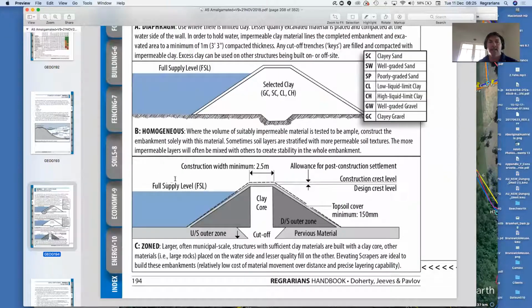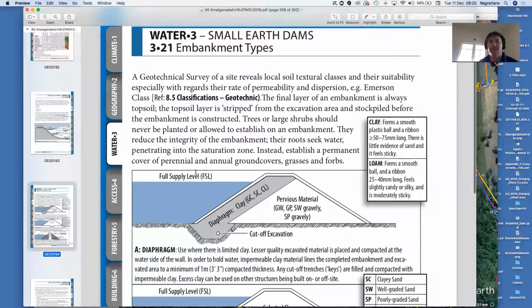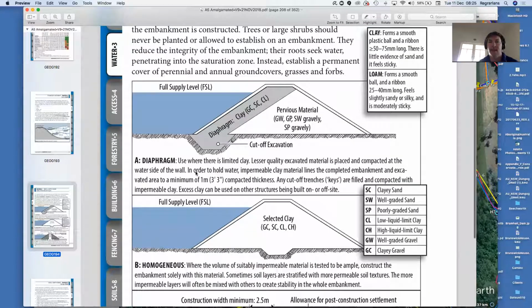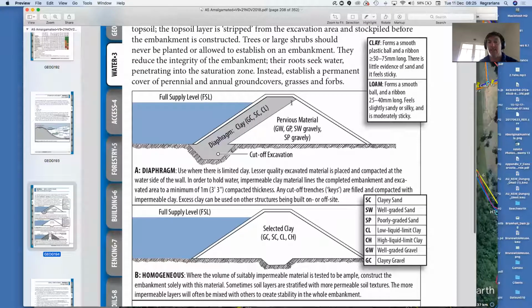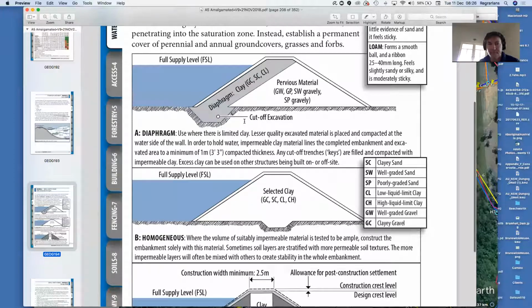Now, there's three different types of embankments of dams, which is what we've listed here. There's one that's called a diaphragm dam, and that's one of the two most common dams that people build on farms. Generally, we'll use this where there's limited clay of the quality that we want. And so what we'll do is push all of the poorer material to the back of the dam and then put in a clay liner, which will face the full supply level.